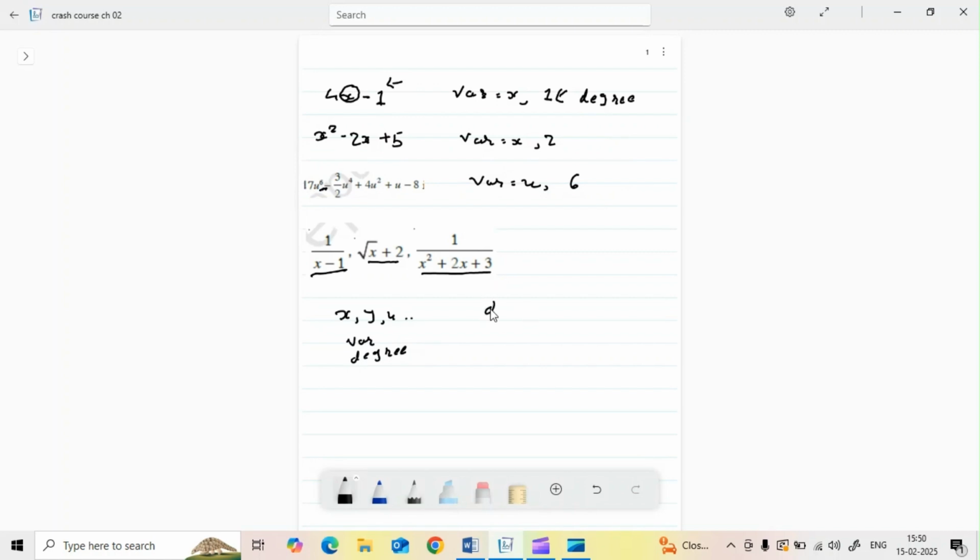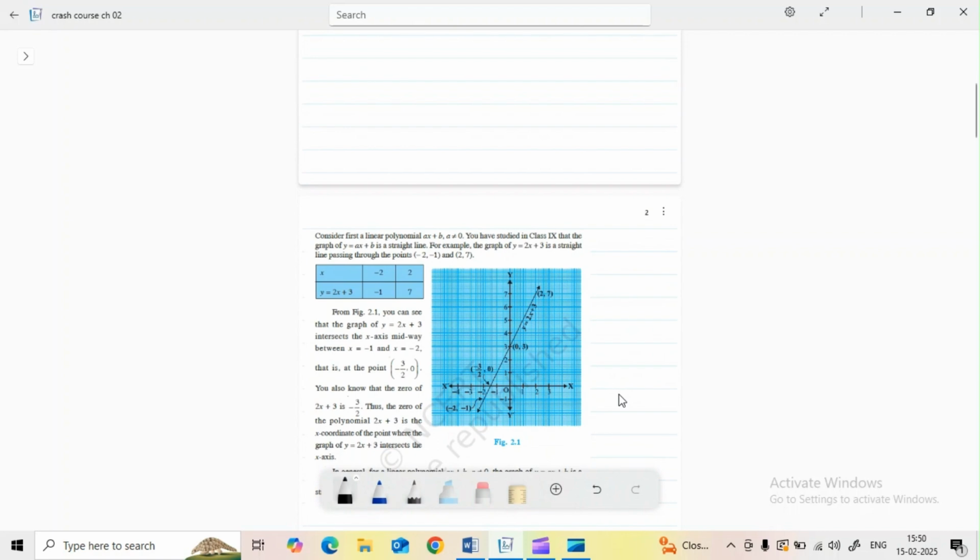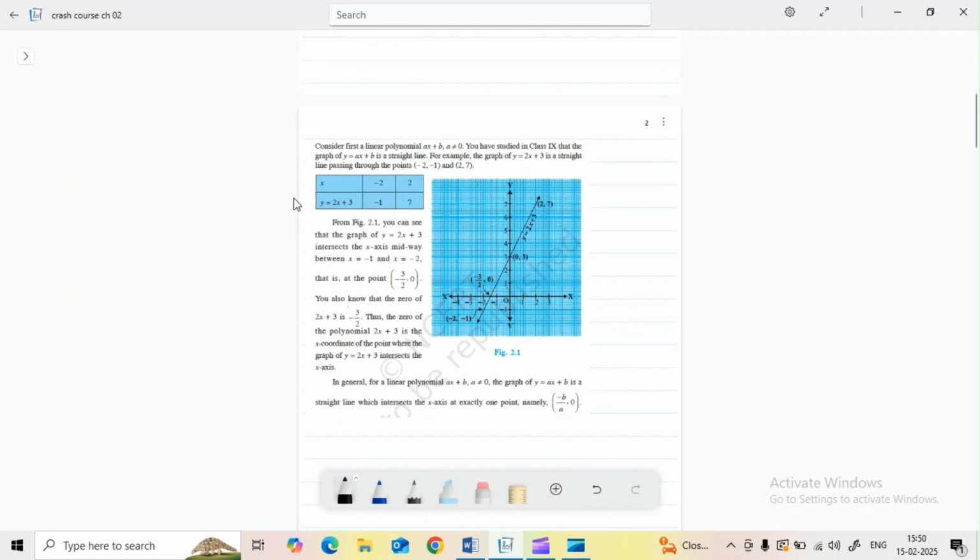Now if the degree is equal to 1, it is called a linear equation, and if the degree is equal to 2, it is called a quadratic equation. Based on that we will deep dive.